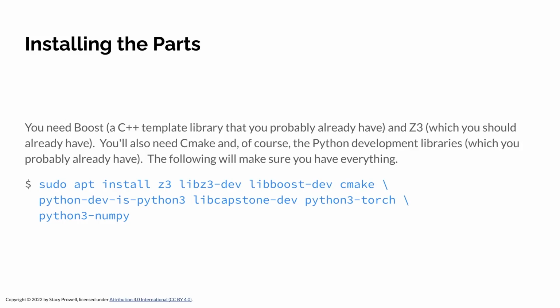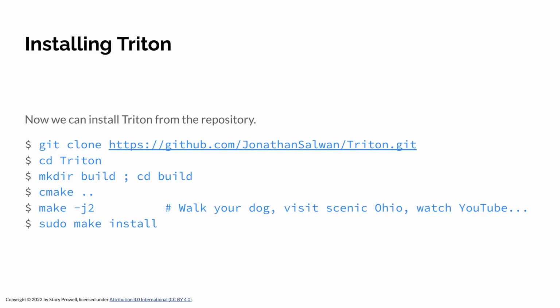CMake is the build tool. Python dev is Python 3, just points to the correct Python 3 libraries. libcapstone dev is the development library for Capstone. Python 3 torch and Python 3 numpy you're probably familiar with from your data science classes. Once you have all of those, you can clone the Triton repository.